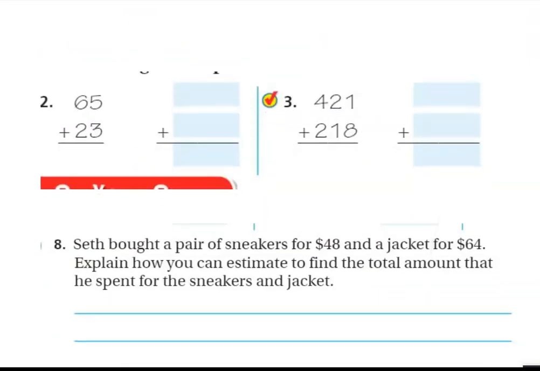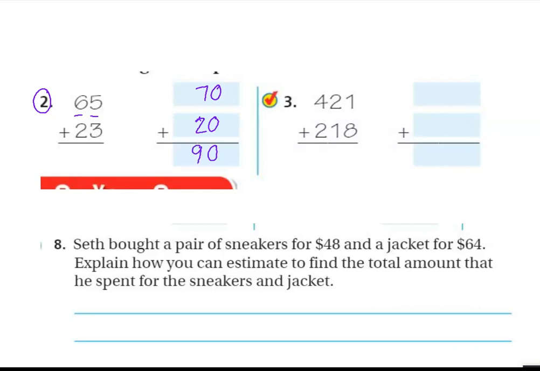Let's try another one. I would like you to try now, round this to the nearest 10. I wouldn't round to the nearest 100 because I see I only have 2 places, 1s and 10s. Go ahead and pause the video and round, estimate, and then add. If you rounded 65 to 70 and 23 to 20, you are correct.